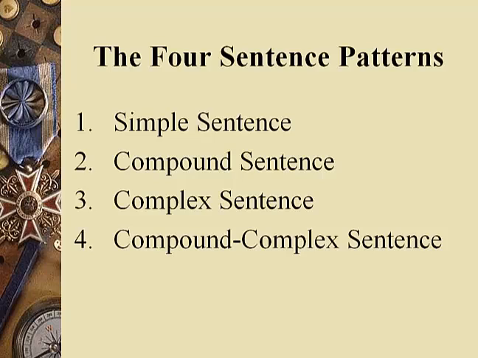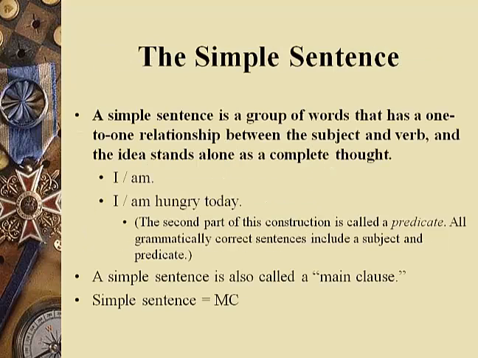Now we're ready to talk a little bit about the 4 sentence patterns, the most basic of which is the simple sentence. So let's go there. A simple sentence is just a group of words with a one-to-one relationship between the subject and verb. That means there's one subject and there's one verb in a simple sentence. That's all. And the idea stands alone as a complete thought, which is important, as we're going to find out when we get to the complex sentence.